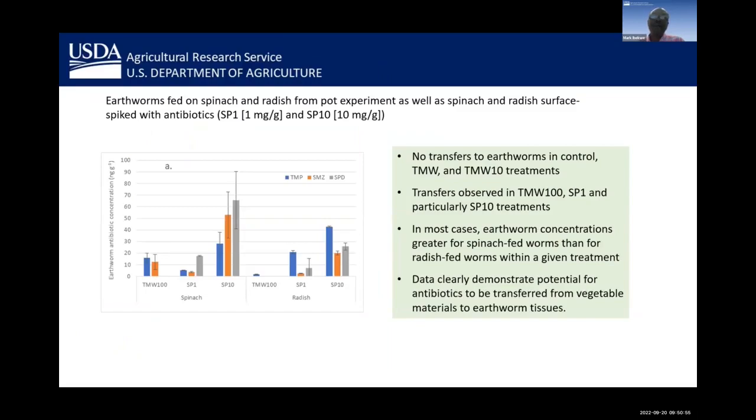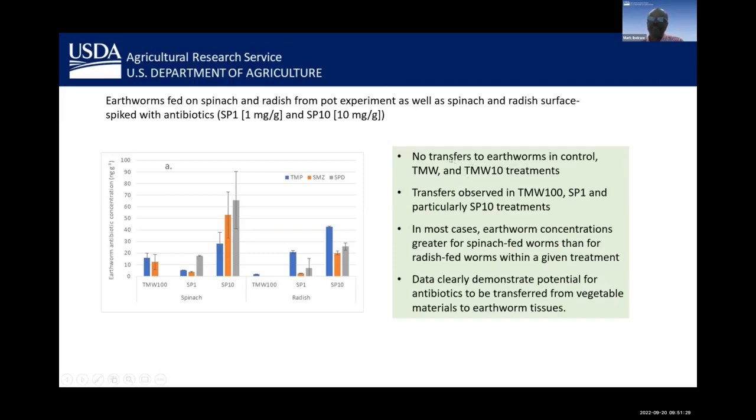Then when you look at what happens when you feed these plant materials, because this was the second part of the study where we actually fed the plant materials to earthworm, and also at the same time spiked some of the plant materials with 1 milligram and 10 milligrams per gram of the three compounds.